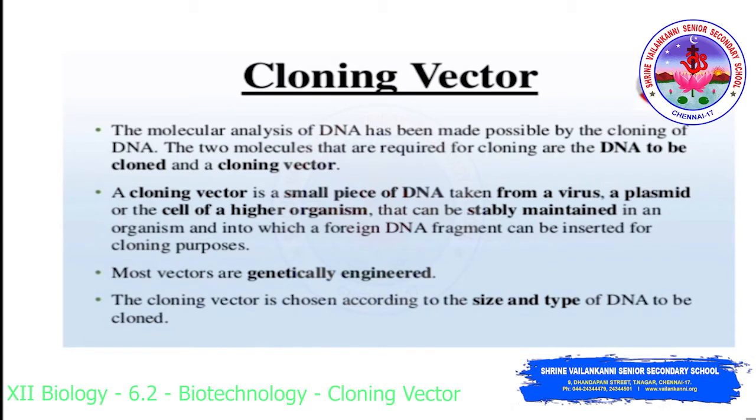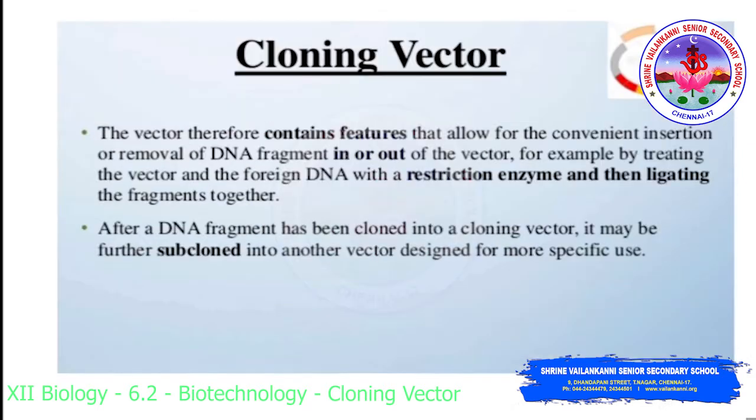The cloning vector is chosen according to the size and type of DNA to be cloned. The vector therefore contains features that allow convenient insertion or removal of DNA fragments into or out of the vector, for example by treating the vector and the foreign DNA with a restriction enzyme and then ligating the fragments together with DNA ligase. After a DNA fragment has been cloned into a cloning vector, it may be further sub-cloned into another vector designed for more specific use.